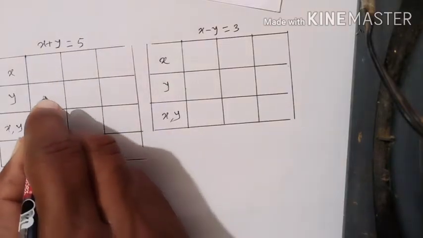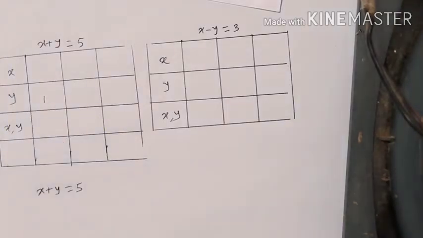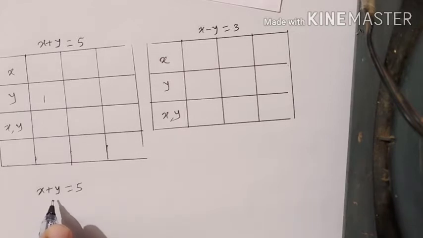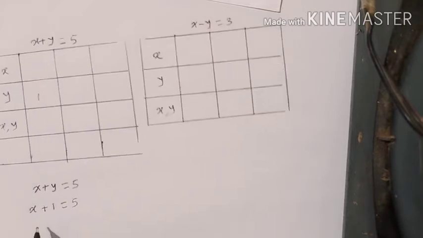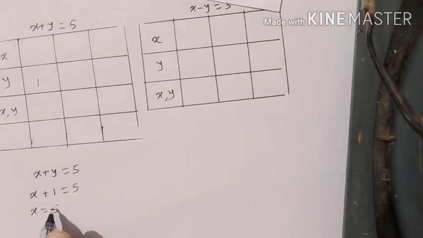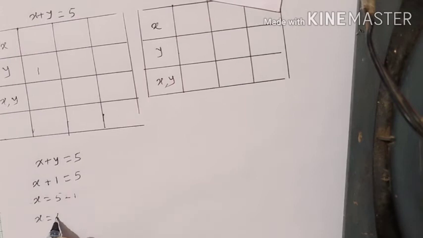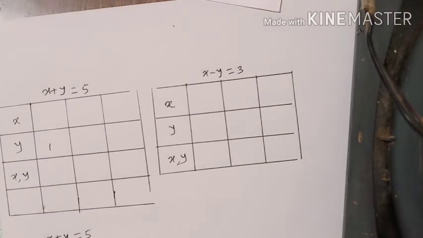And I will put the value of y, suppose the value of y is 1. It depends on you. It is your choice. Now we will substitute the value of y in the equation first. See here, x plus the value of y, which is 1, is equal to 5. Therefore, x is equal to 5 and plus 1 becomes minus 1. And now x is equal to 4. It is the value of x. I will write the value of x in the first box, that is 4.